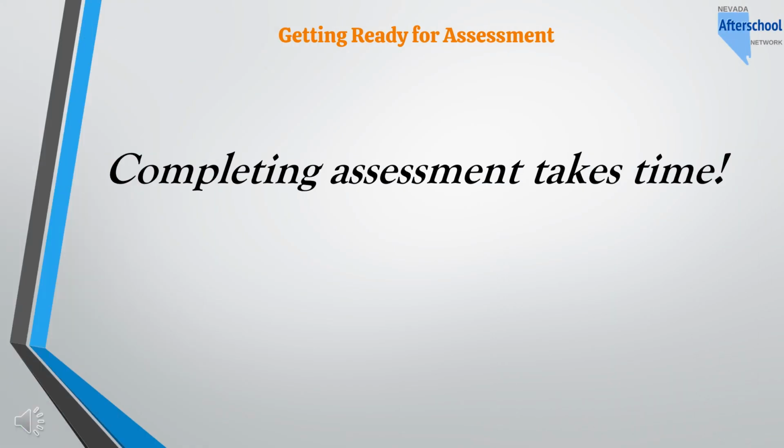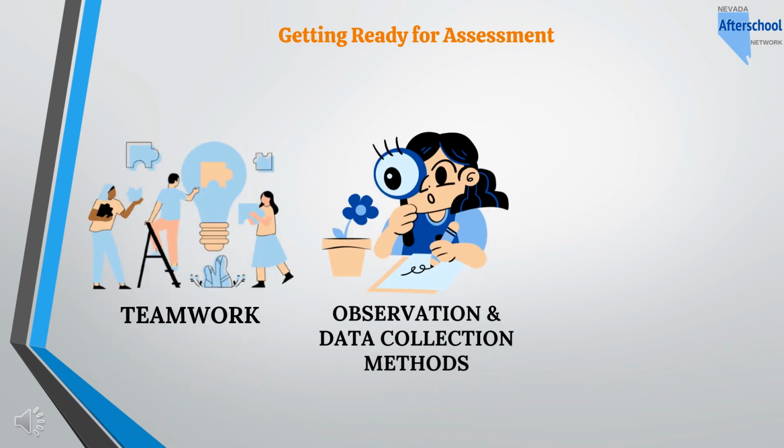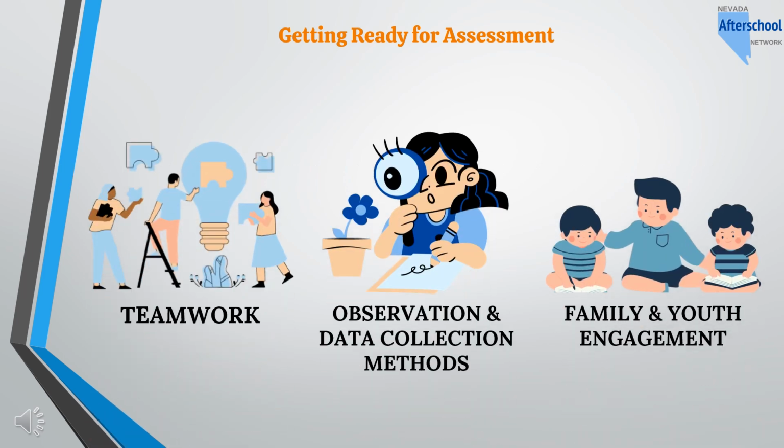Completing the assessment takes time. Programs can choose how and when to complete it. You can do an entire assessment in one go or choose the category with the highest priorities for your program. No matter how you choose to complete the assessment, doing it correctly will include 3 essential components: teamwork, observation and data collection methods, and family and youth engagement.